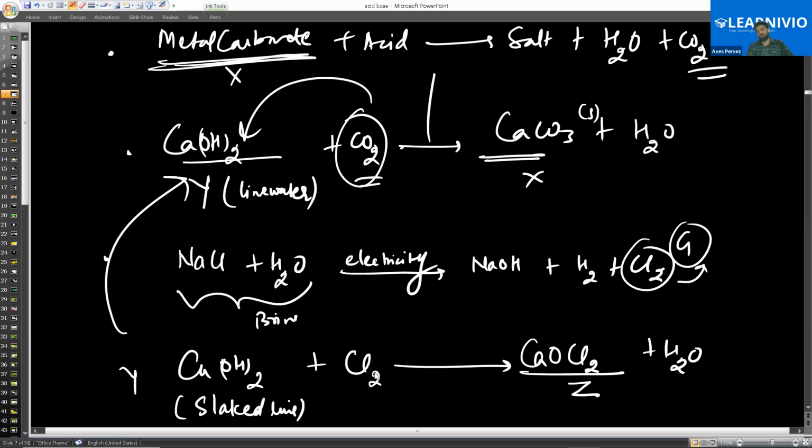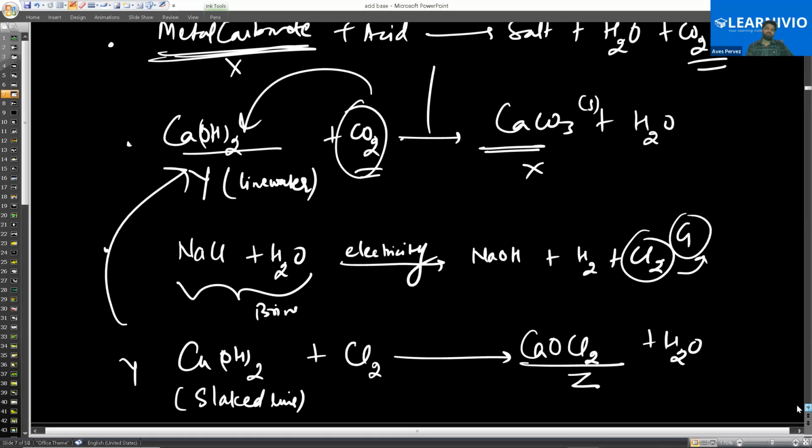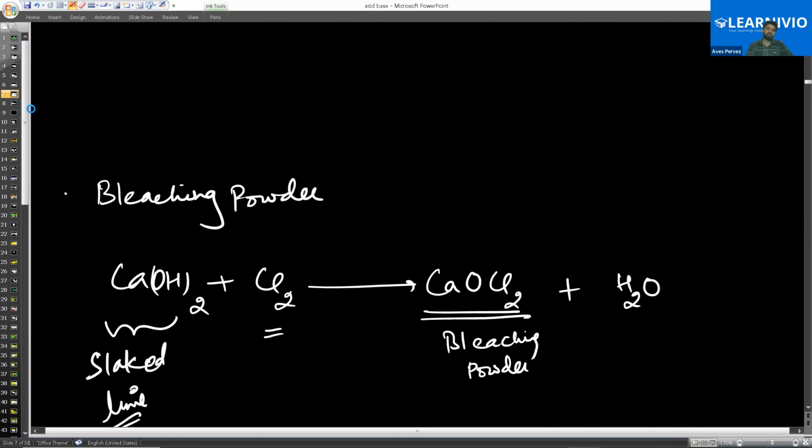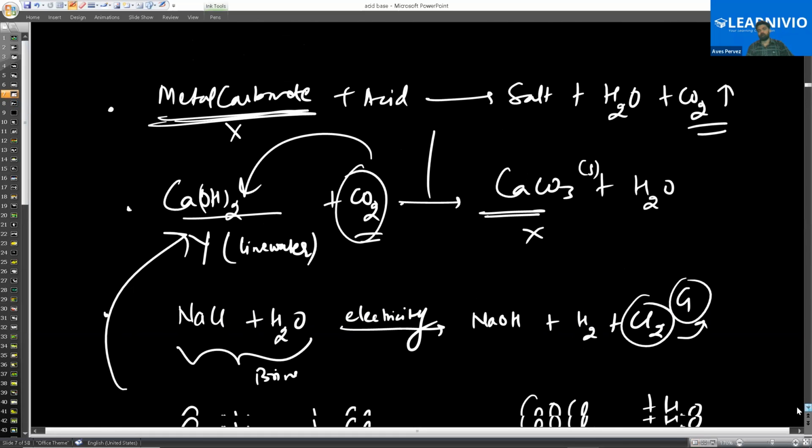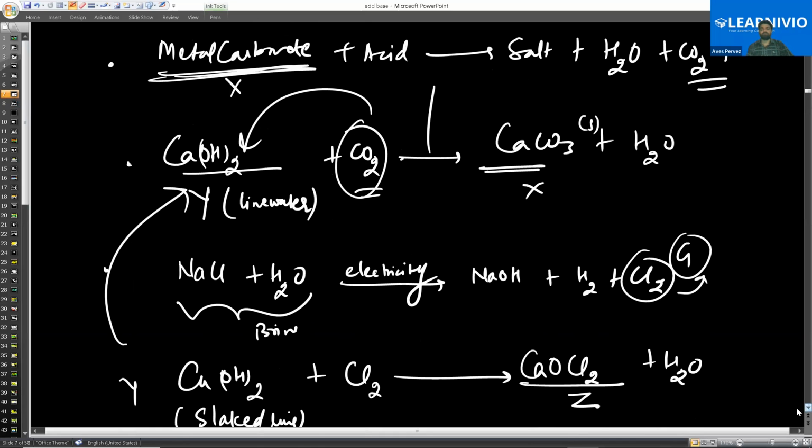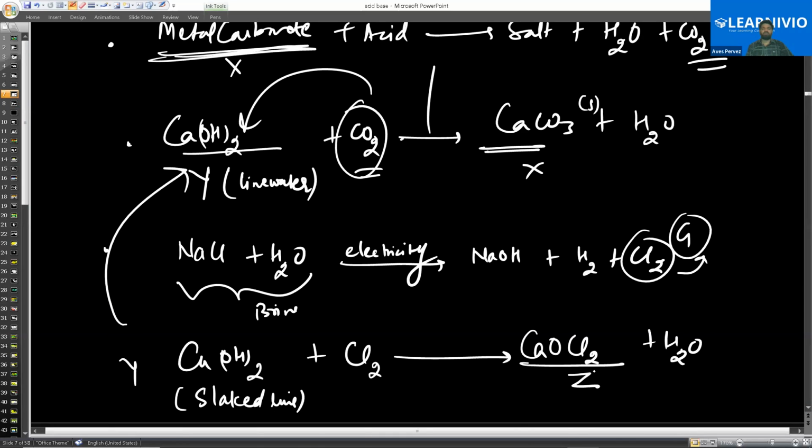So this is called slaked lime. When you pass chlorine gas to it, you will get CaOCl2 plus water, and this is called bleaching powder. And now after this one, you can easily predict Z, you can easily predict Y. Y is calcium hydroxide. If Y is calcium hydroxide, then this is also calcium hydroxide. When you pass carbon dioxide to it, it will give you calcium carbonate. So this is the X compound.